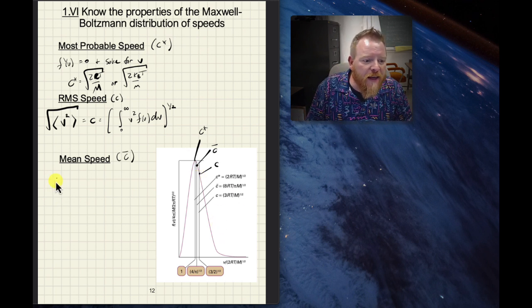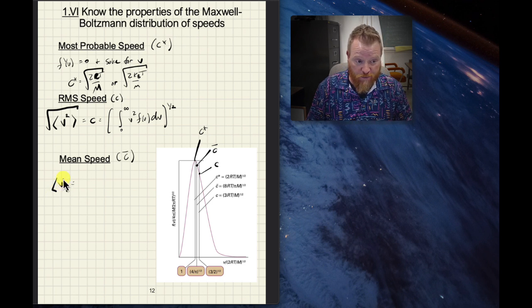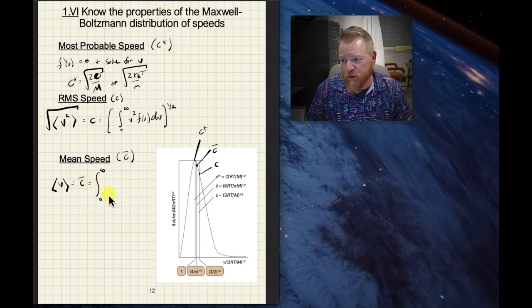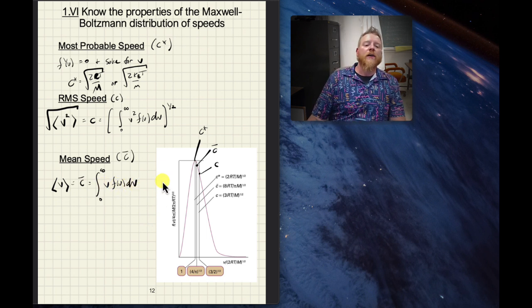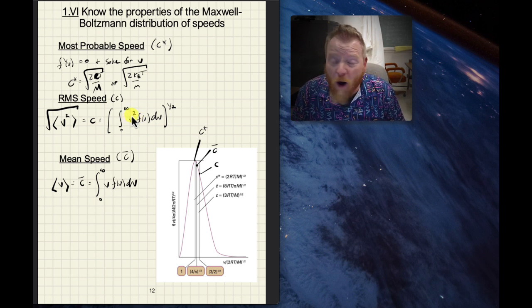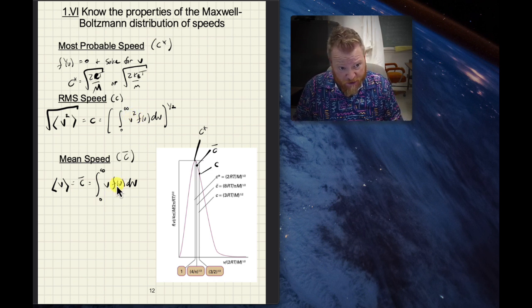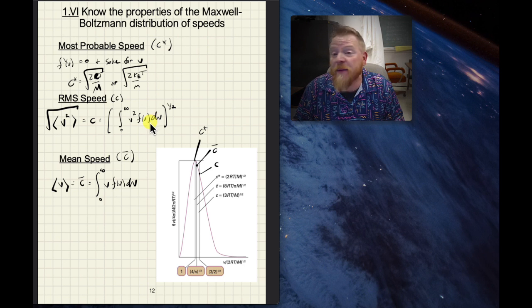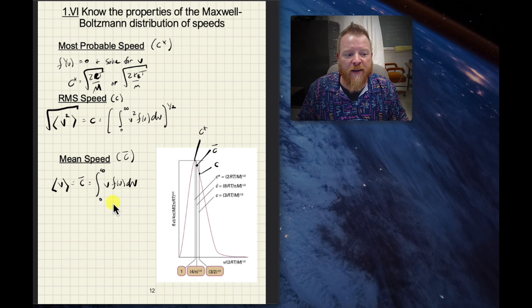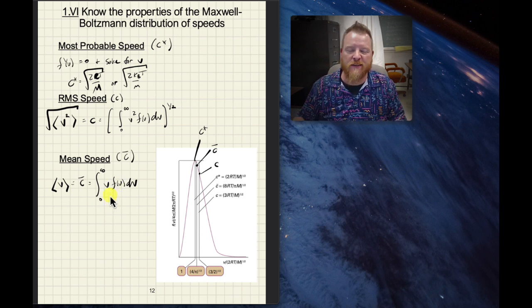So to calculate the mean, that's the symbol, okay? Typically, we see that written as c bar. And now that's the integral from 0 to infinity of just v f of v dv. So you can see here in our RMS, our root mean square calculation versus our mean calculation, we've got that integral of v f of v for the mean, or v squared f of v for the mean square. And then taking the square root of that is what makes it the root mean square. And then for the mean, we don't have to take the square root because it's just the mean.